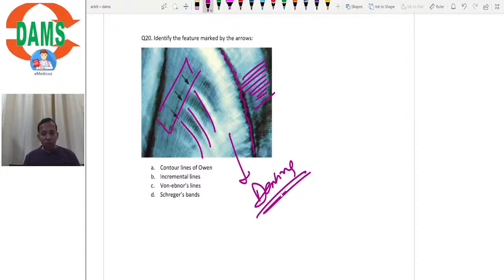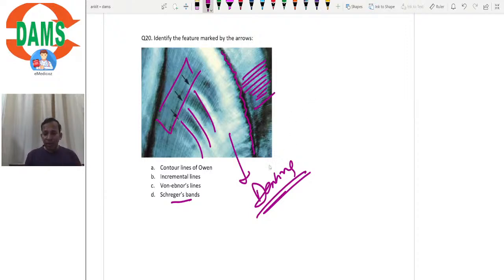Now the options are contour lines of Owen, incremental lines, Von Ebner's lines and Schreger bands. So let's start with Schreger bands. What are Schreger bands? Hunter-Schreger bands we have studied in enamel, isn't it? They are the light and dark bands, an optical illusion, formed because of the change in direction of rods. We see the same Schreger bands in dentine also.